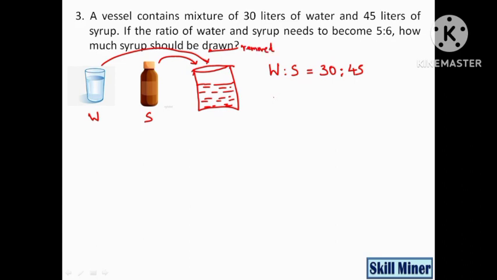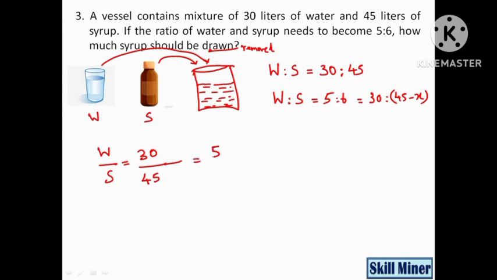For the water syrup ratio to become 5:6, how much syrup should be drawn? So initially the water syrup ratio will be 30 divided by 45. For the ratio to become 5 by 6, how much syrup should be drawn? Okay, now I'm solving this.